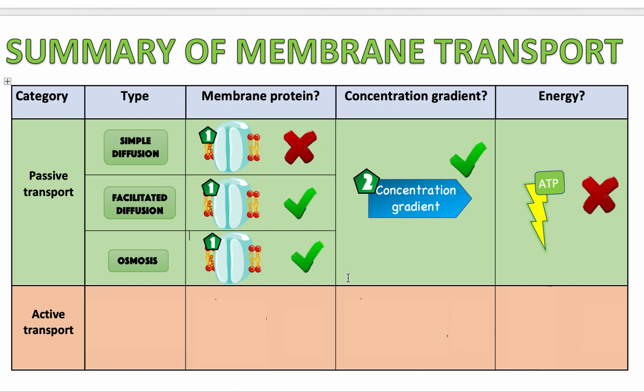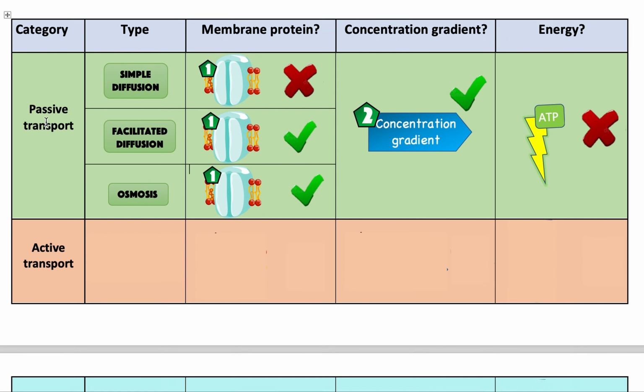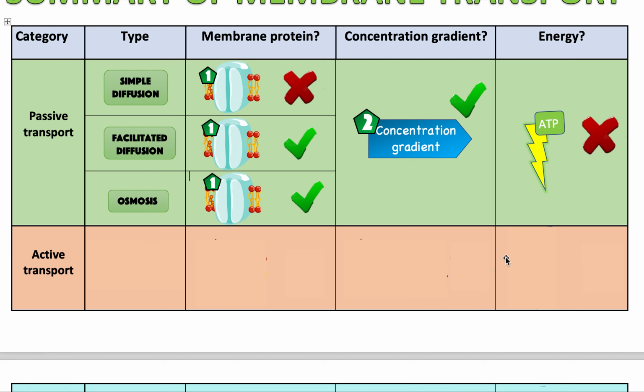Okay. So that's it for passive transport. These do not require energy. Active transport is a way of transport across the membrane that requires energy. Let me show you. It requires ATP. What types of active transport are there? Just one. You only need to know about active transport. There are no subtypes of this one. It's just active transport. It's one category.